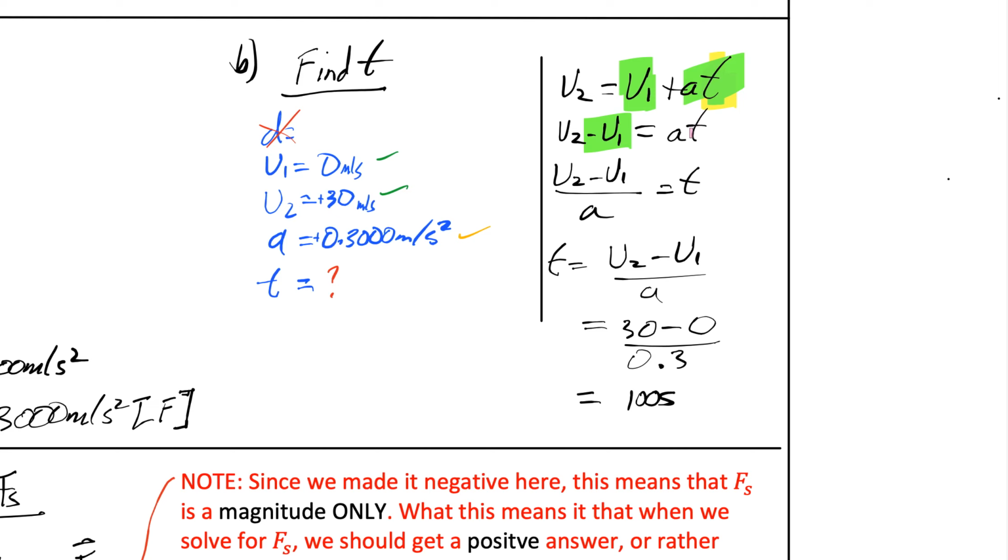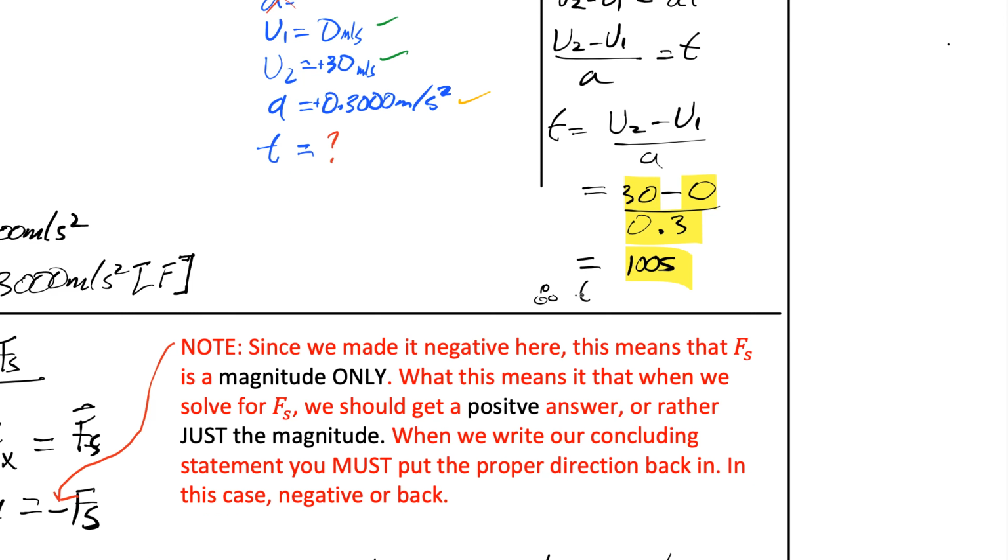Next step, we have to remove this factor from time, and the opposite of multiplication is division. So we get time is equal to V2 minus V1 over A. Substituting our values in, we get 30 minus 0, final minus initial, divided by 0.3, and we get a time of 100 seconds. And we should really write that with 4 sig figs.